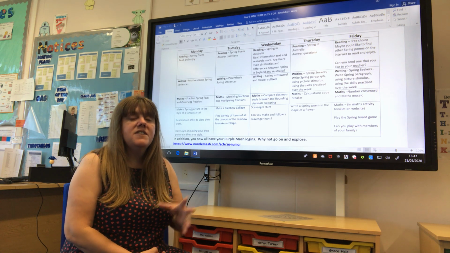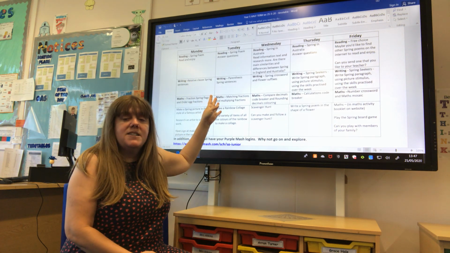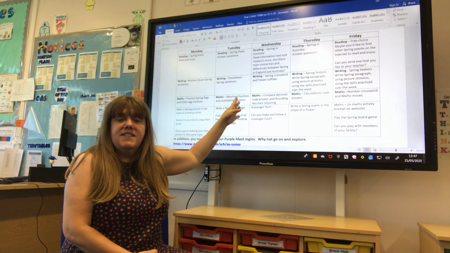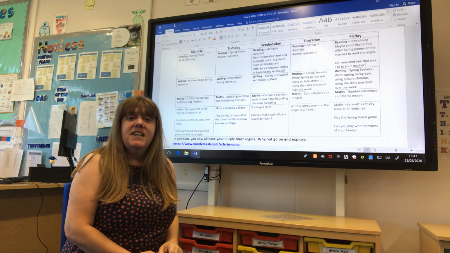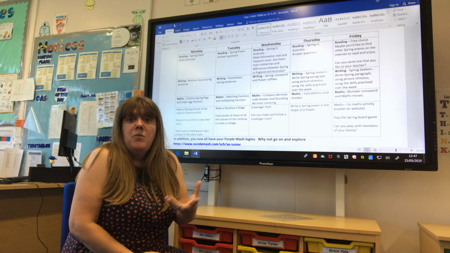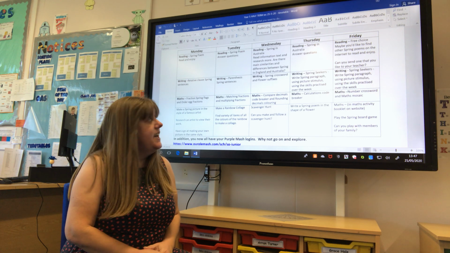So the sort of things we've got then in the English booklet, there's a spring poem to look at. There's a piece of information text in there all about what spring is like in Australia. Something different for us to have a look at. Can you read that through and think about how things are different there to what spring is like here.